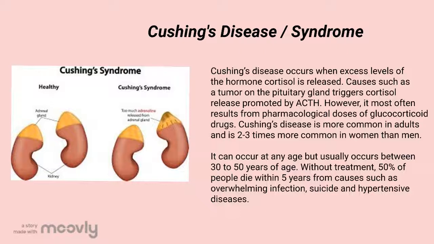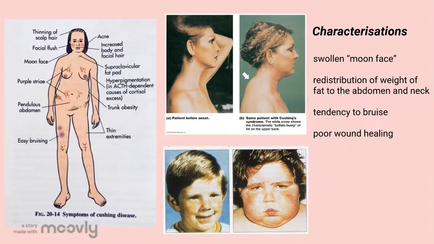Without treatment, approximately 50% of individuals with Cushing's syndrome die within 5 years of onset. Causes of death include overwhelming infection, suicide, and hypertensive disease. Cushing's disease is characterized by persistent hyperglycemia, dramatic losses in muscle and bone protein, water and salt retention, hypertension, and edema. The Cushing's signs include a swollen moon face, fat distribution to the abdomen and neck, tendency to bruise, and poor wound healing.